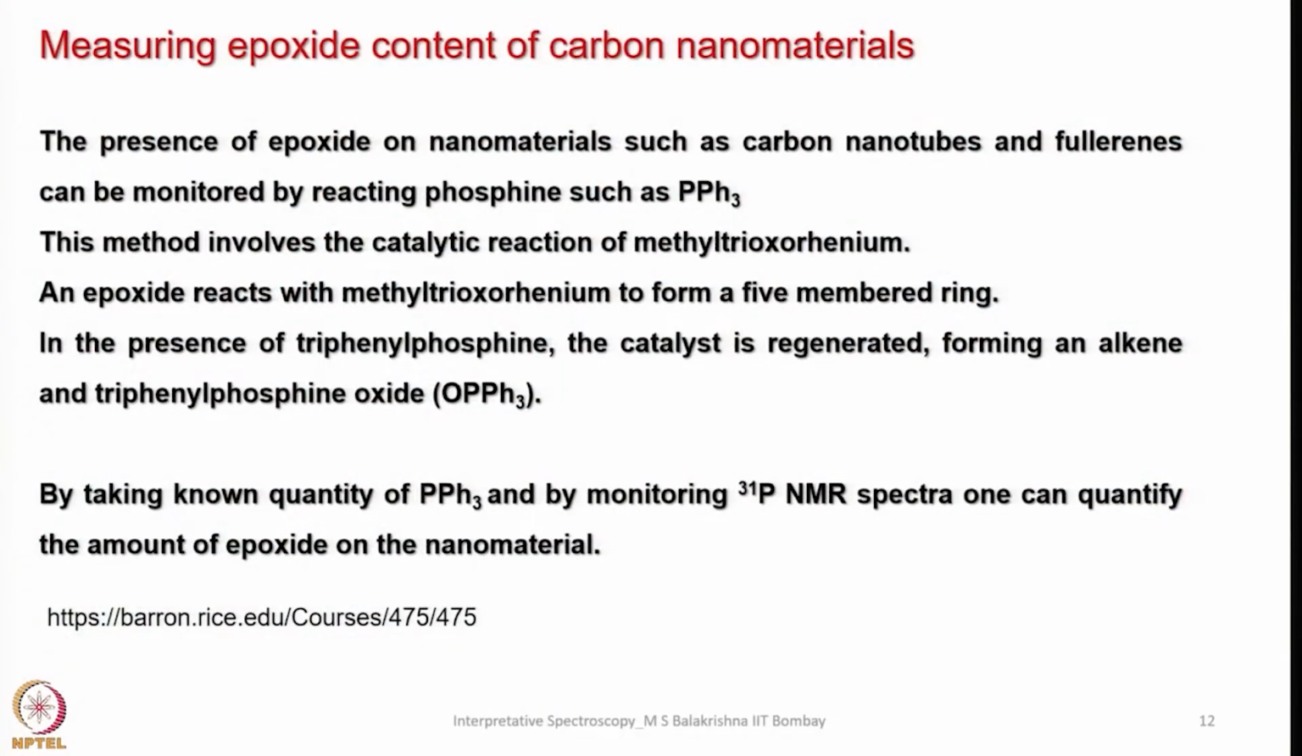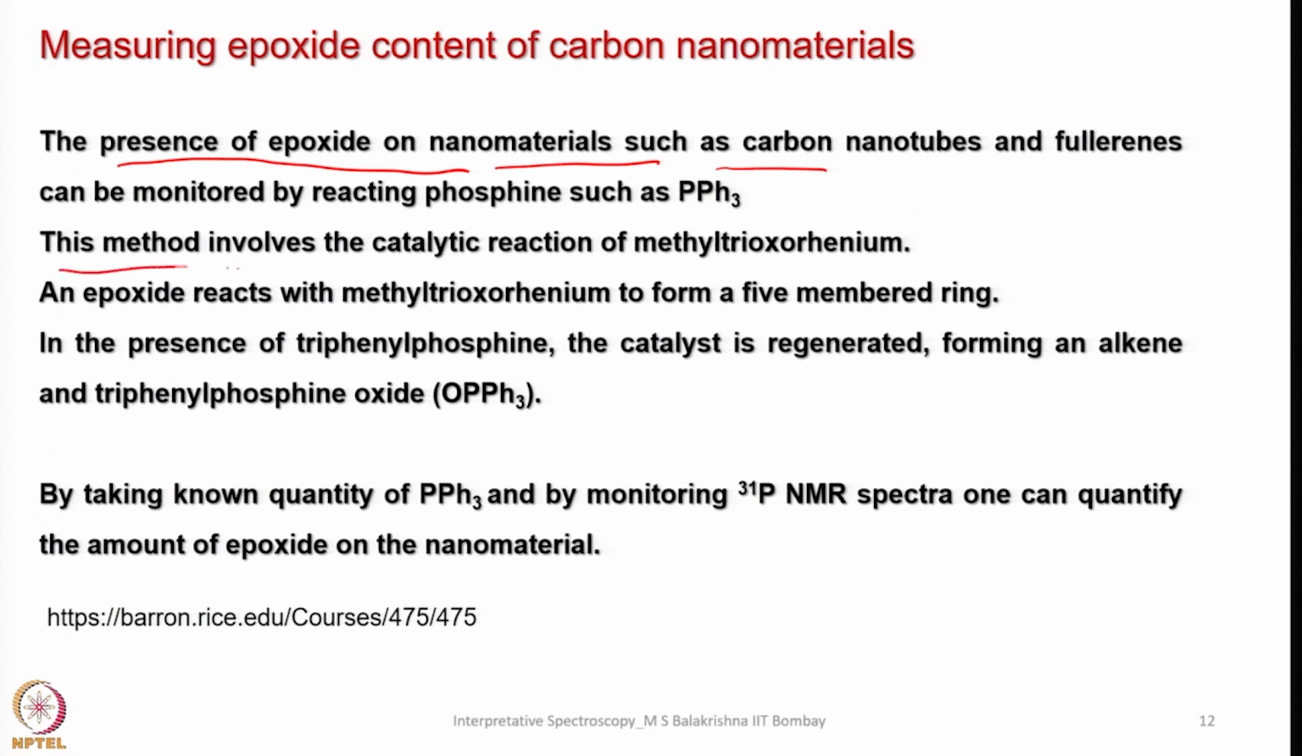So now let us look into other applications. We have several applications. There is one very important application I am going to show you, especially for those who are working with nanomaterials and carbon compounds such as fullerenes, graphenes, graphene oxides, and other things. Very, very important one: measuring epoxide content of carbon nanomaterials. The presence of epoxide on nanomaterials such as carbon nanotubes and fullerenes can be readily monitored by reacting these nanomaterials with triphenylphosphine. How does it help in understanding the presence of epoxide?